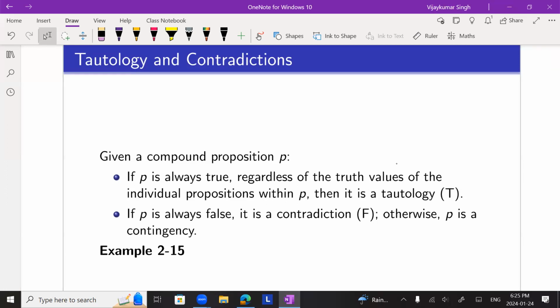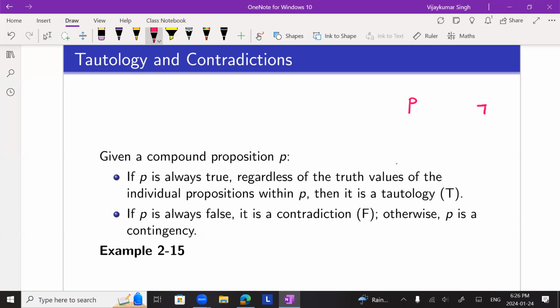If you have a statement or proposition P, it will be made out of individual statements. The idea is that no matter what the individual values of those statements are, the output of that statement will always be true. Such a statement is called a tautology. Let me give you an example, a very simple example. Let's take P.